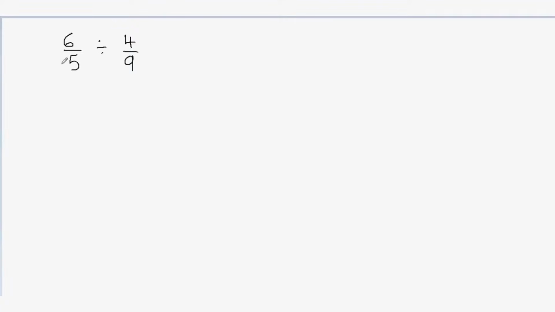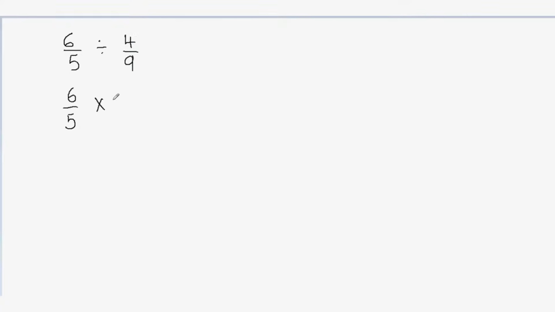So first of all, I'll convert this problem into a multiplication problem. So let's write this as 6/5. You don't have to change the first fraction. You keep the first fraction as it is. Then we're going to change the division sign to a multiplication sign because we're converting this division problem into a multiplication problem.